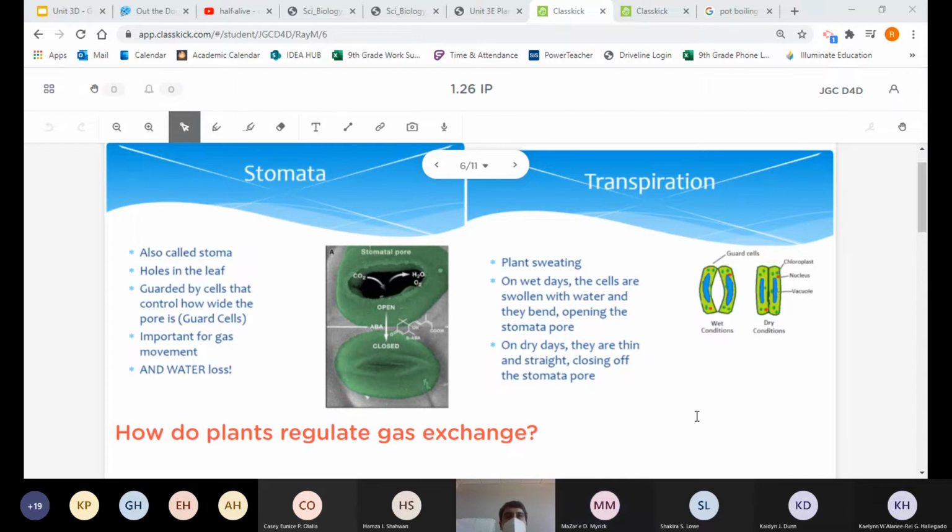So the guard cells are kind of what regulate how open or closed it is, kind of like a gate, right? Like a guard at a gate. The guard either lets you in or doesn't let you in, right? So it's the same kind of thing. The guard cells are the physical cells that you see here. So the pore is the stomata. Well, I guess the stomata is everything together, but the pore is the hole, and the guard cells kind of open and close that hole depending on what needs to happen.